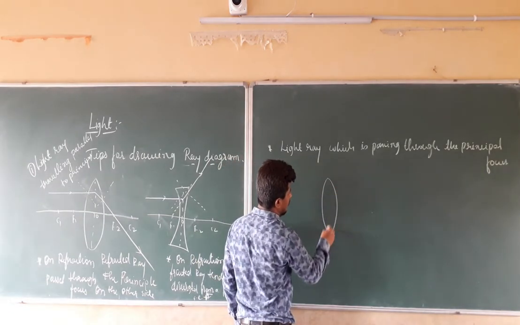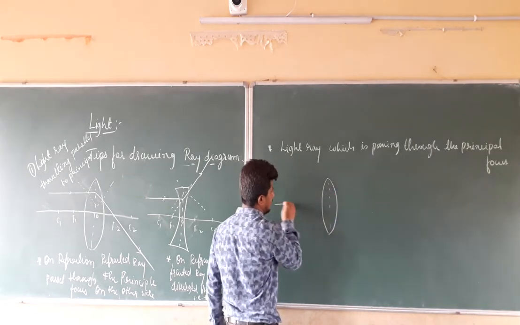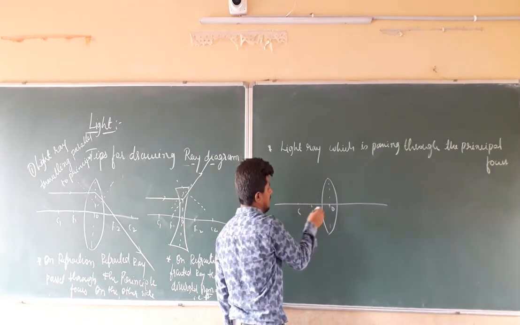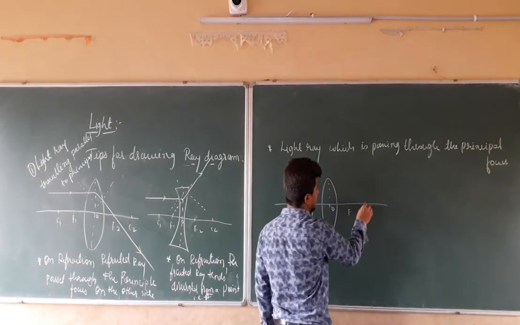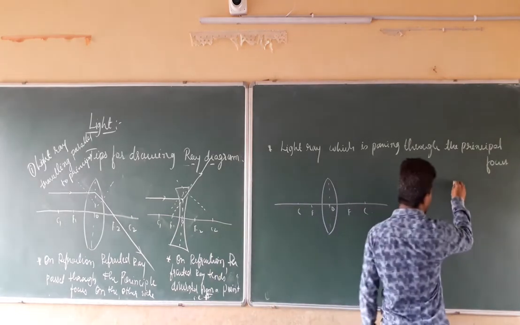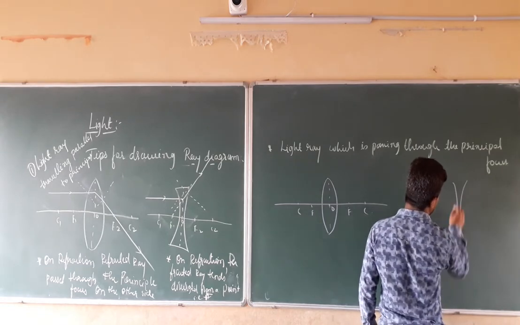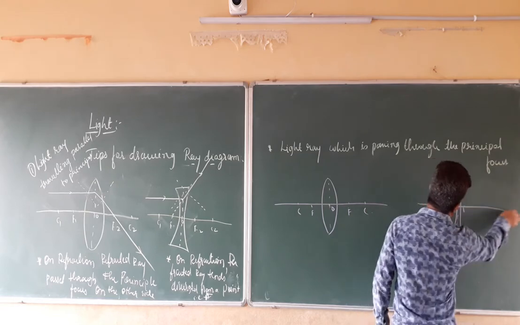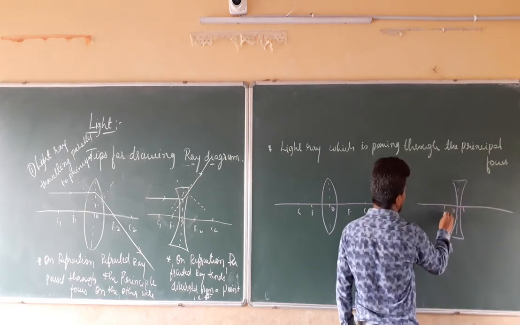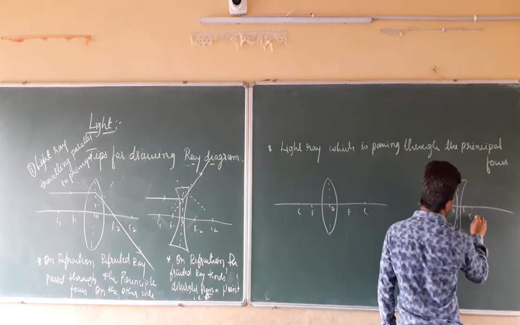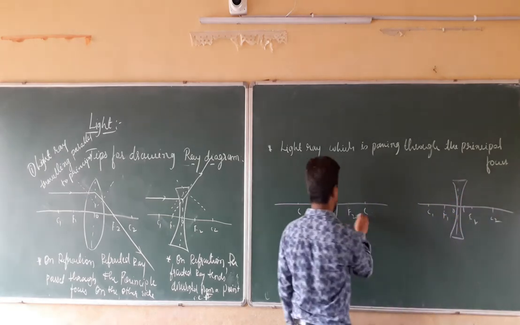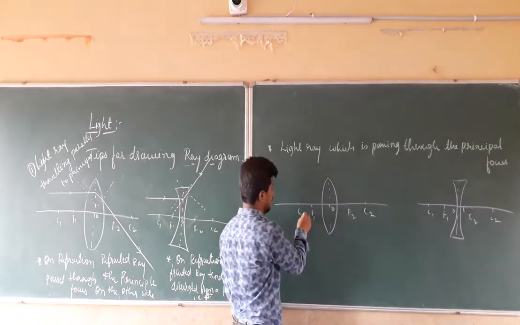Again we have to draw the convex lens, same thing: O, F, C, F, C. The same way we have to draw the concave lens also. This will be the O, F1, C1, F2, C2.